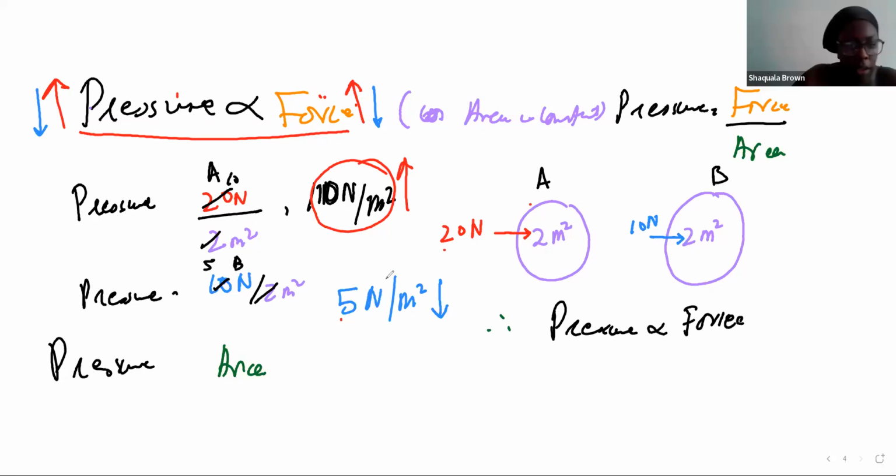But you then also have to look at the area, right? Now here we kept the area constant mainly because what we just wanted to establish was the actual relationship between pressure and force. So to determine that relationship, we need to keep the area constant. Clear? If I change the area and say, well, here is going to be 10 newtons.